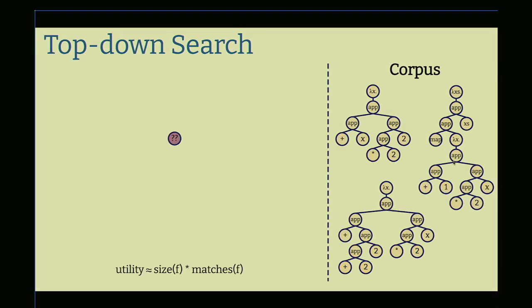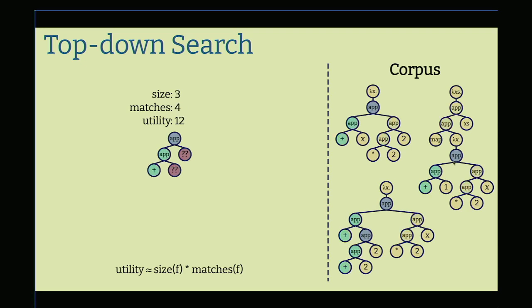Okay, so we're going to approach finding a good abstraction as top-down synthesis. So we start with just a hole, and we make a choice for how to expand it. We could expand it, for example, into an application of a hole to a hole. Now at this point, it has a size of 1, and it matches at these 16 locations on the right. And we could continue to make choices about how to expand each hole.